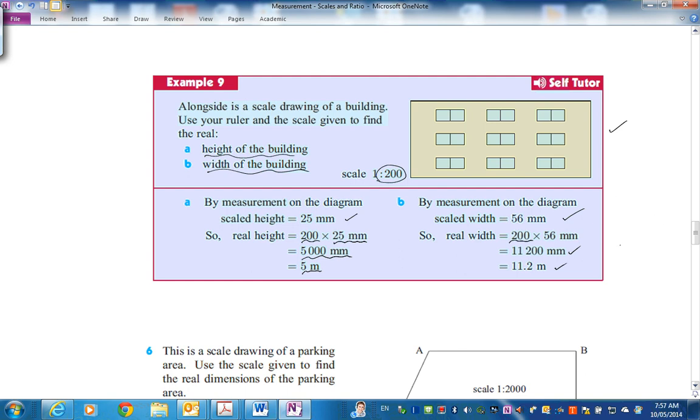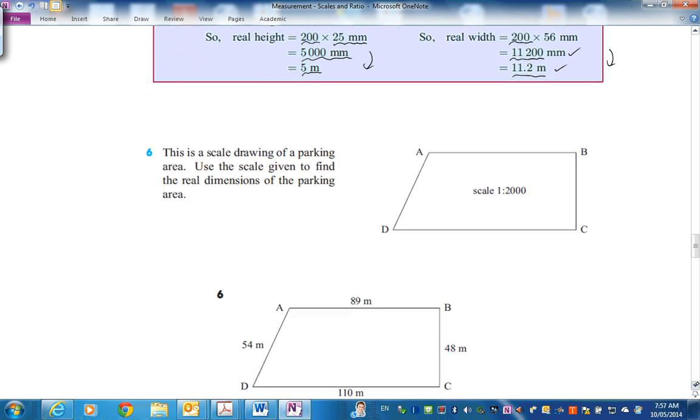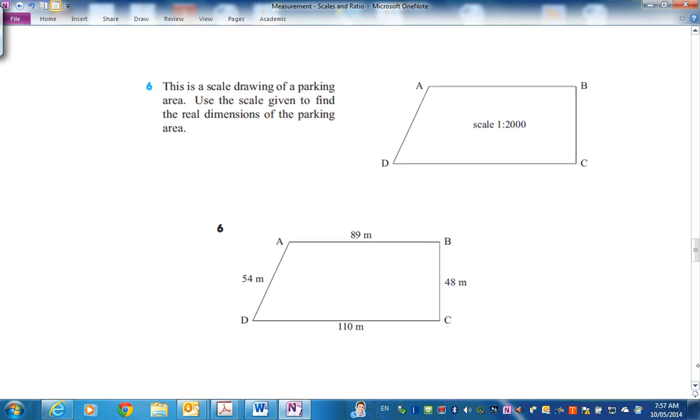Okay, notice that it is important after you do the multiplication to bring it back to a realistic measurement. We don't usually speak of 11,200 millimetres. Divide by 1,000 to get metres. Okay, alright. Let's have a look, give you a go. Now you'll have to do this from the textbook. Question 6, I'll put the answer right there for you.